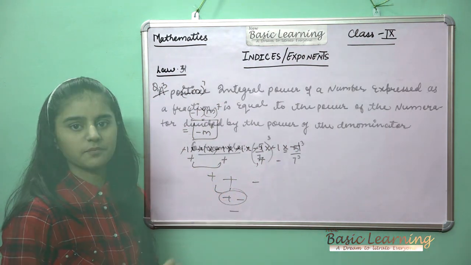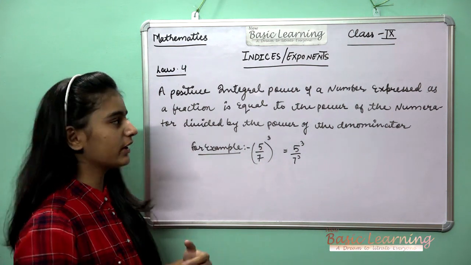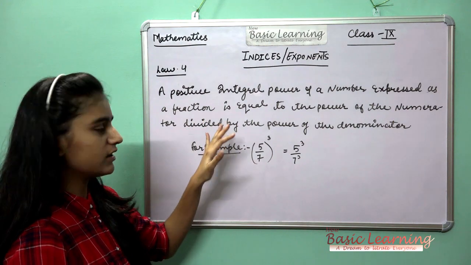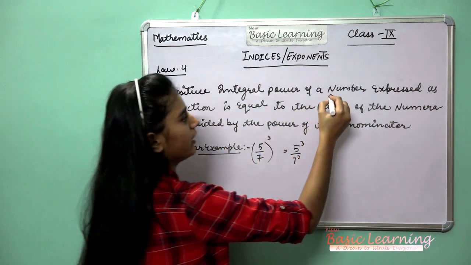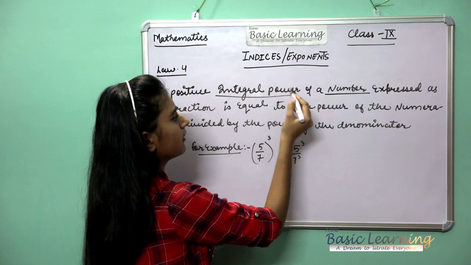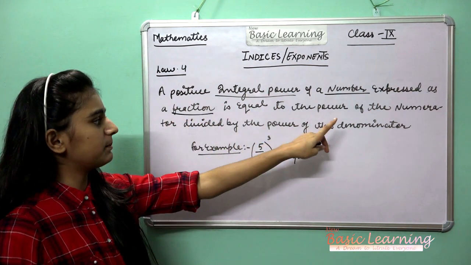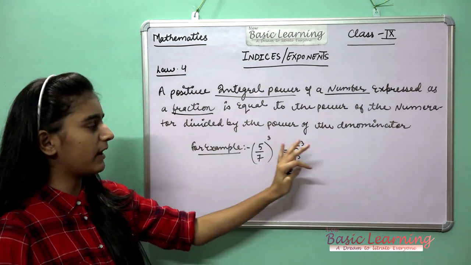Now law number 4 says a positive integral power of a number expressed as a fraction is equal to the power of the numerator divided by the power of the denominator.